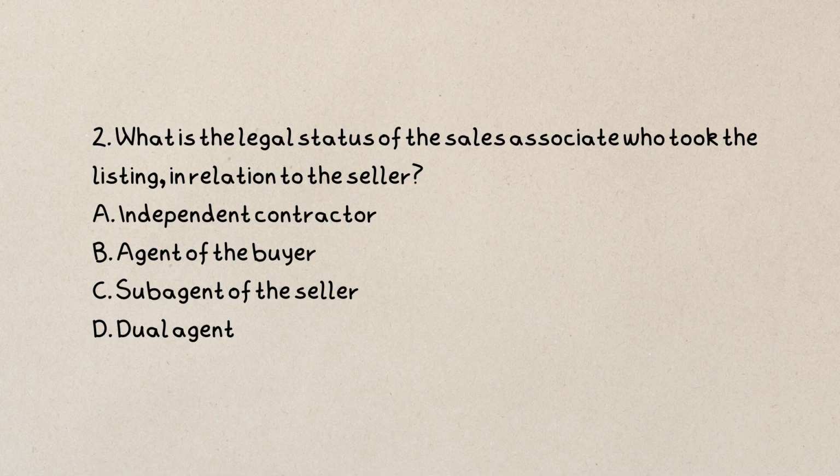2. What is the legal status of the sales associate who took the listing in relation to the seller? A, independent contractor. B, agent of the buyer. C, subagent of the seller. D, dual agent. The correct answer is C, subagent of the seller. Even the sales associate who took the listing is a subagent of the seller.